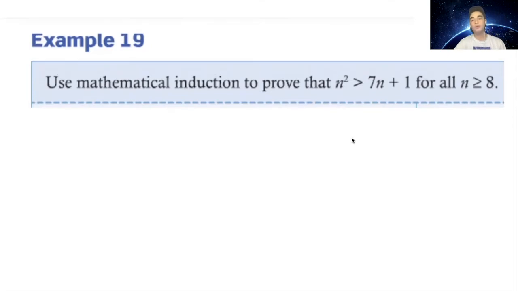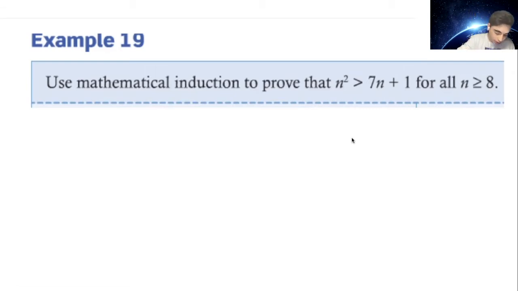If you don't know already, the first step is to understand the question. Use mathematical induction to prove that n squared is greater than 7n plus 1 for all n greater than or equal to 8. I believe the question should say for all n elements of integers or something like that. Usually questions will say that just so you know what kind of answer you should be getting and how to manipulate the problem. But it usually doesn't matter too much. Okay, so step one.